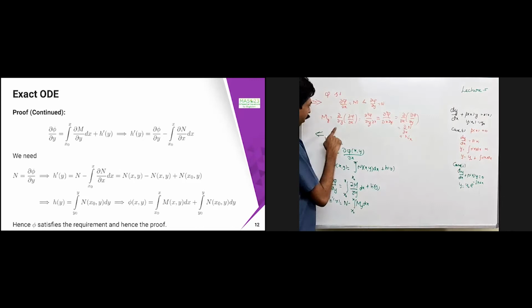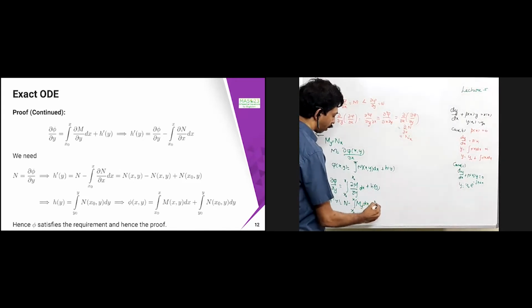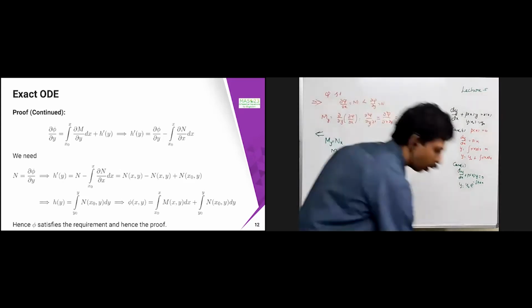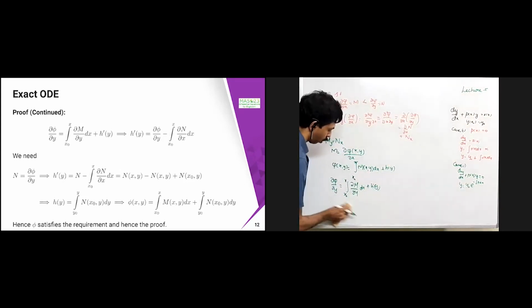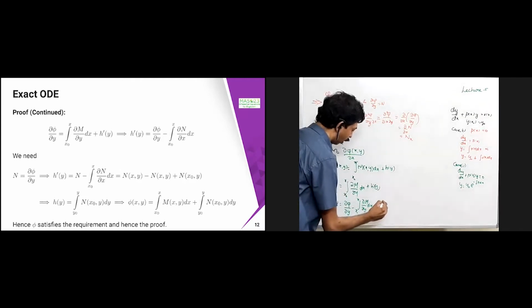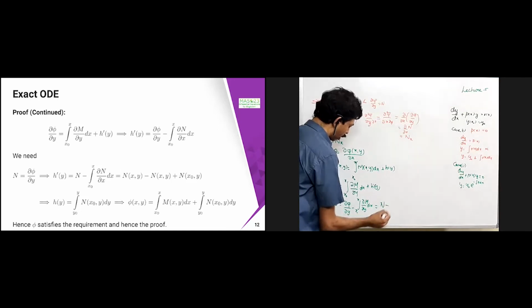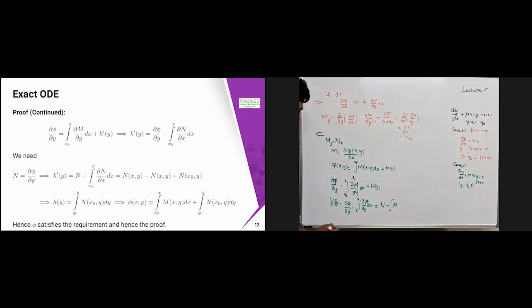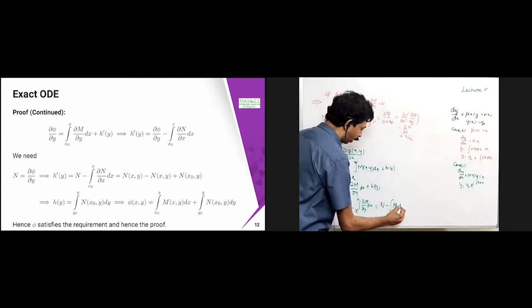That's all. But now what is N? I can write this as h prime of y equals partial phi by partial y minus the integral from x naught to x of partial M by partial y dx. But I need partial phi by partial y equal to N, so I can write this as h prime of y equals N minus the integral of M_y dx.